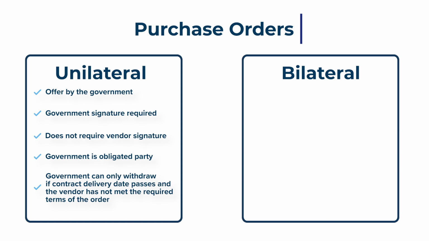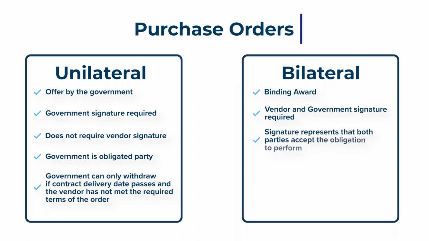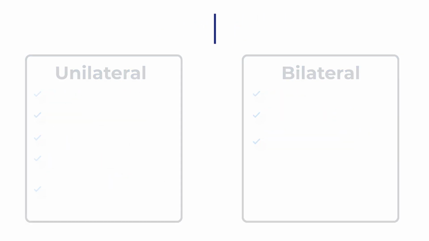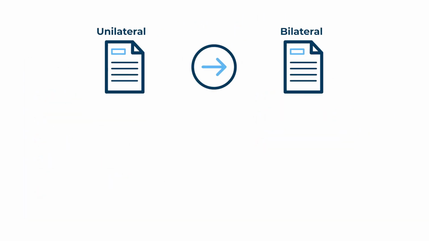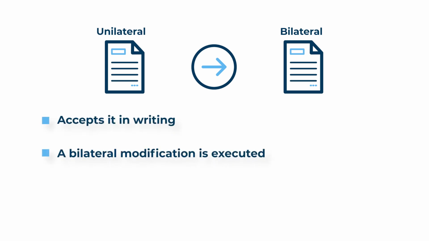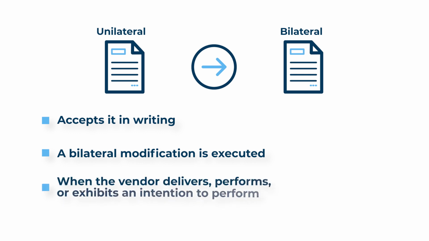A bilateral purchase order is defined by the following: it is a binding award. The vendor and government signature are required, and the signature represents both parties have accepted the obligation to perform. A unilateral order becomes bilateral when a vendor does one of the following actions: accepts it in writing, or a bilateral modification is executed, i.e., government and vendor sign a modification when the vendor delivers, performs, or exhibits an intention to perform.